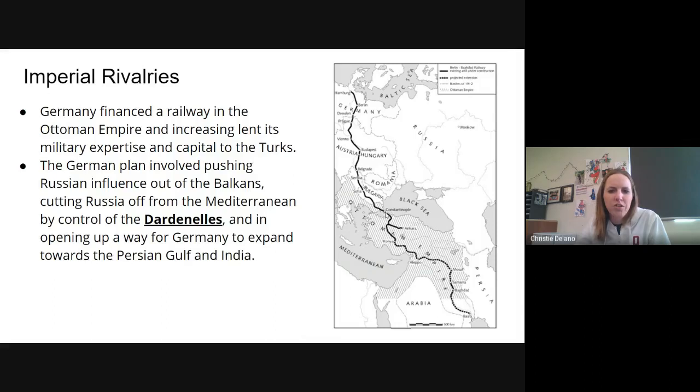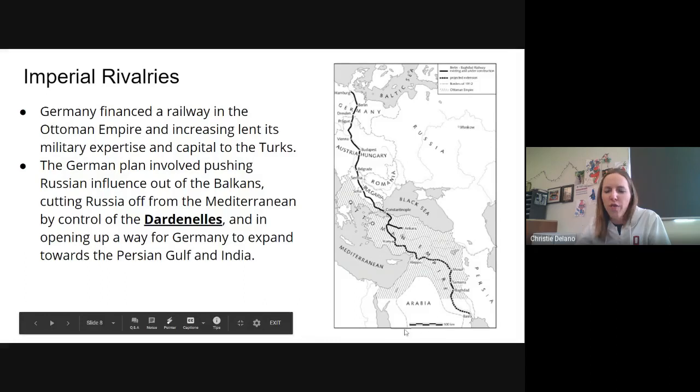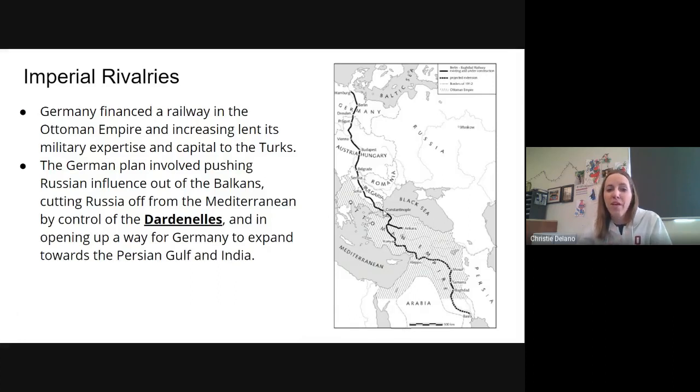That strait is called the Dardanelles, and it would give Russia an opportunity to expand into the Mediterranean, the Persian Gulf, and towards India. Naturally speaking, Germany wants to push Russian influence out of this Balkan region and prevent them from gaining control of that area. And how Germany is going to do that is by financing a railway in order to increase its control in the area, in addition to giving military expertise and money to the Turks or the Ottomans.